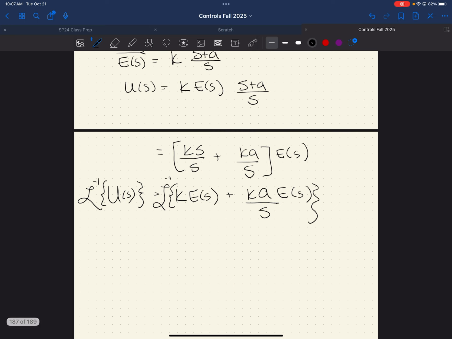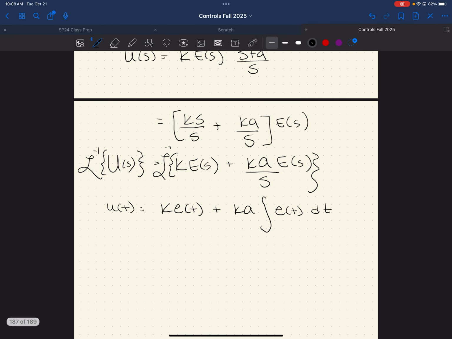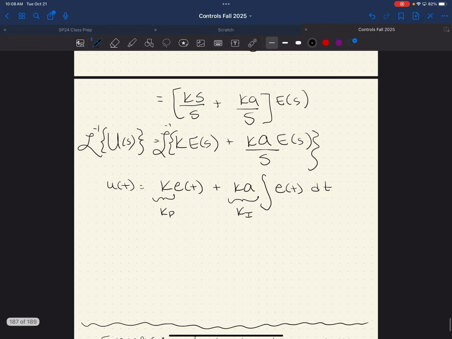All right, if multiplying by an s gave me a derivative term, dividing by an s gives me an integral term. Very good. u(t) equals just K e(t) plus K_A times the integral of e(t) dt. What do you think we call this first K? K_P, because it is just a proportional term times my error signal. And what do you think we call this K_A? K sub I. That's my integral gain.